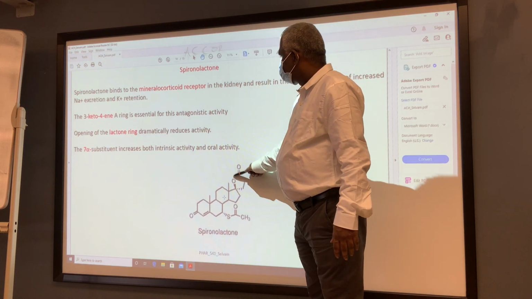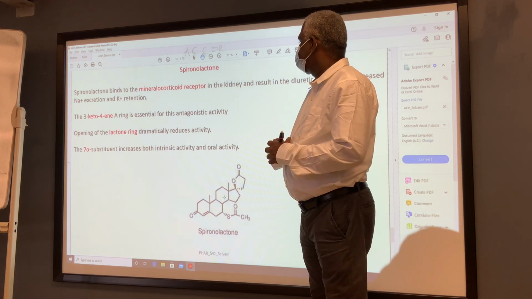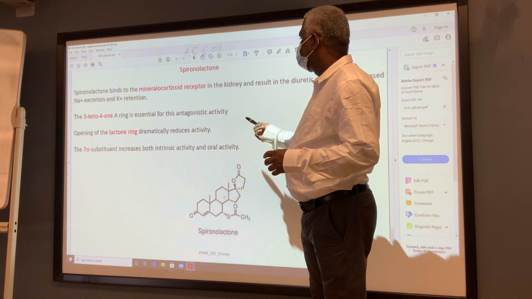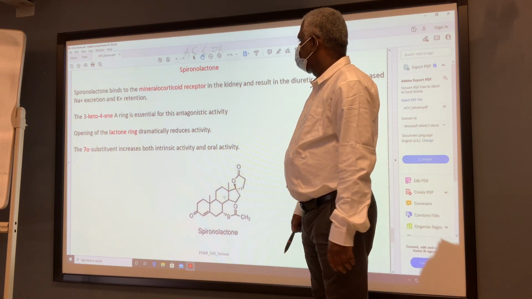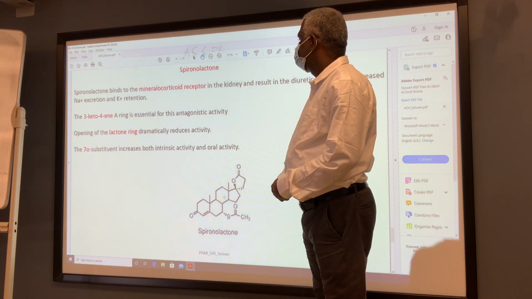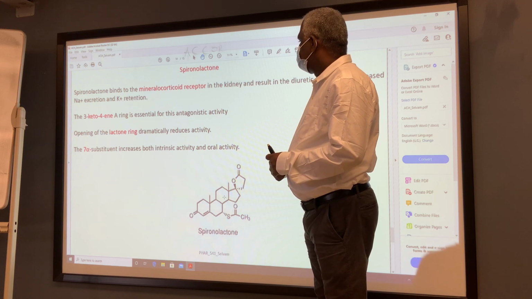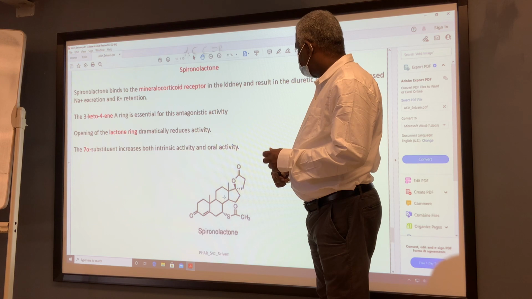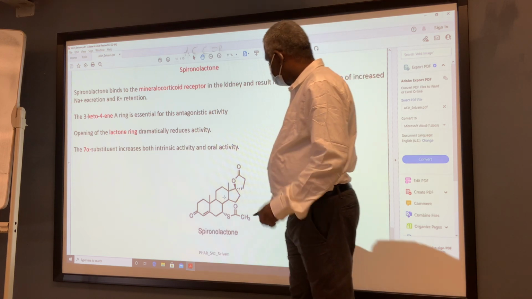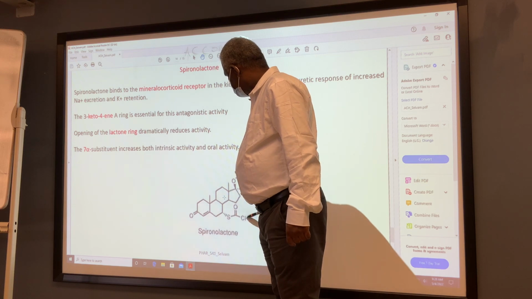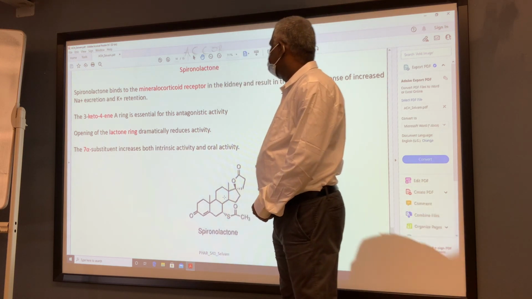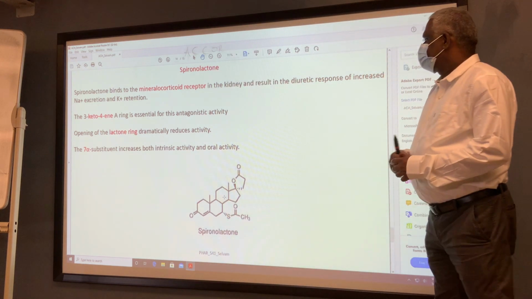When you open the lactone ring, we get a hydroxycarboxylic acid. That dramatically reduces the activity. So with the lactone only, the compound is active. When you hydrolyze the lactone, the compound is less active. And 17 alpha substitution increases the intrinsic activity and overall activity. That is the 7th carbon alpha substitution, a thioester. That is important for increasing the activity.